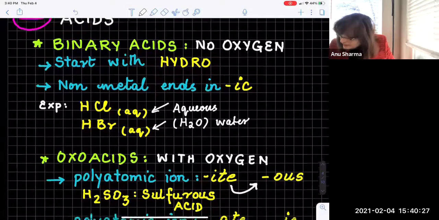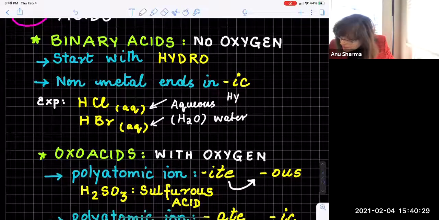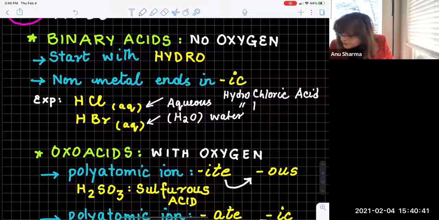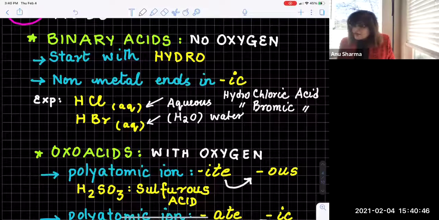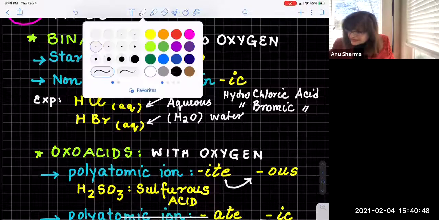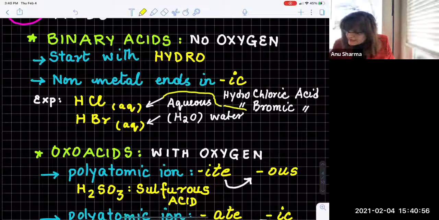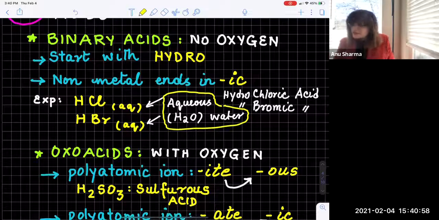And so what is the name? Now the name becomes hydrochloric acid, ending in ic and acid. That's the name. Next is hydrobromic acid. Okay, so an important piece right here is that if you see aqueous written, then only is it going to be an acid, otherwise not. Otherwise it's a gas.